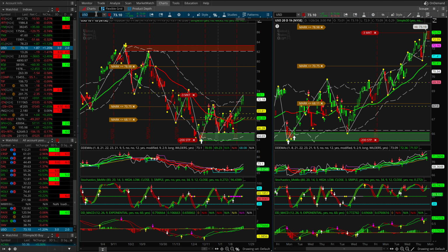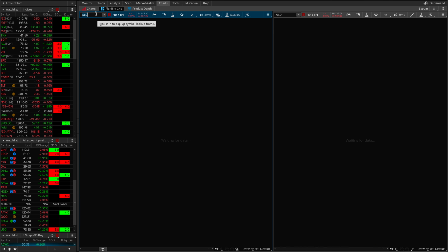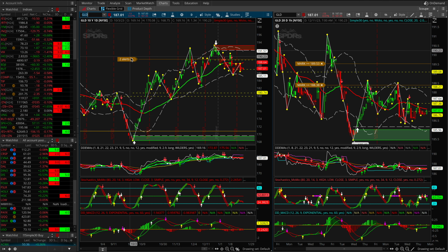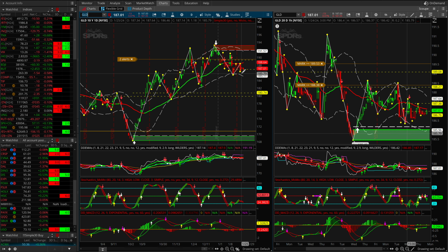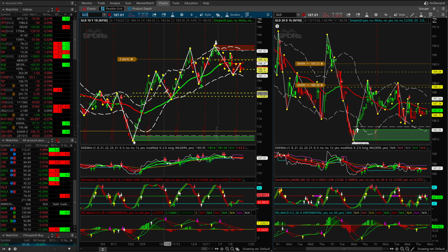Let's look at gold. It's just a lot of back and forth, but generally trending like it wants to go lower. All right, that's enough of the markets.